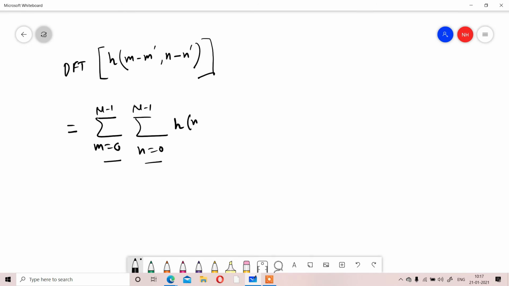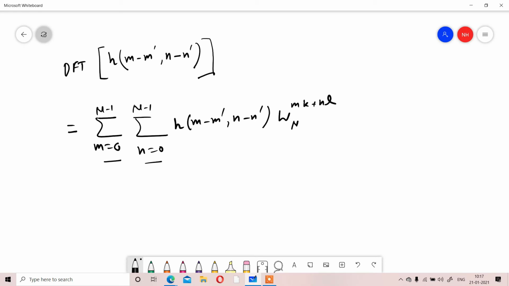So h m minus m dash n minus n dash, W n, the expression is mk plus nl. So if we do the DFT of h m minus m dash and n minus n dash, that will be your first expression.